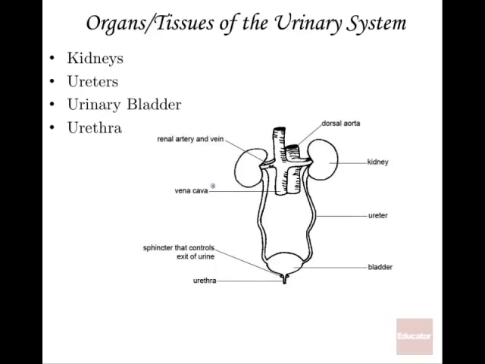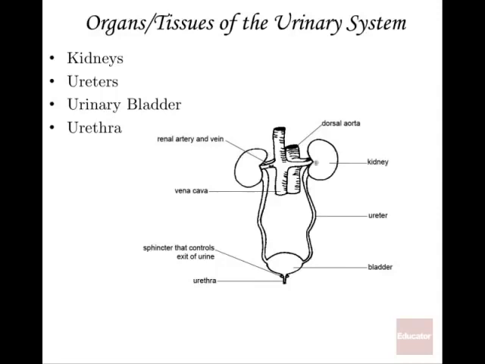So when we look at the different organs and tissues of the urinary system, there are four main players. Here's a little drawing of it. You've got the kidneys, of course. They look like kidney beans. This is the left kidney. This is the right kidney. The left kidney is ever so slightly higher. The right kidney is a little bit lower because of the liver kind of hanging down over it.